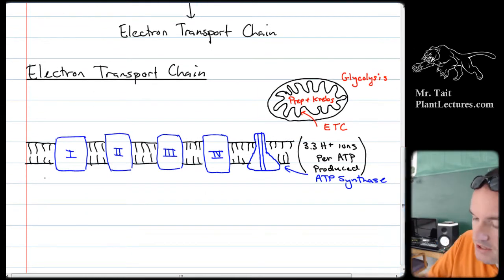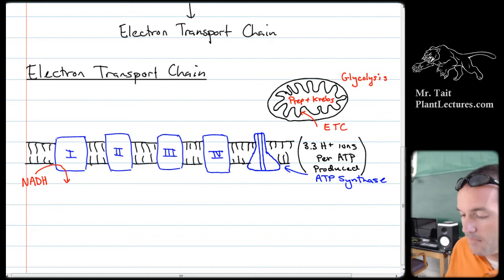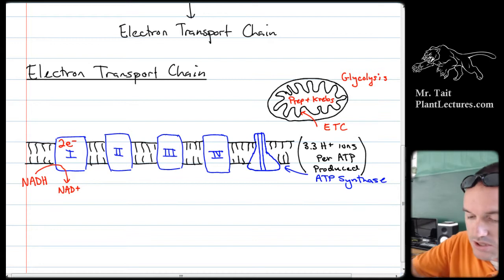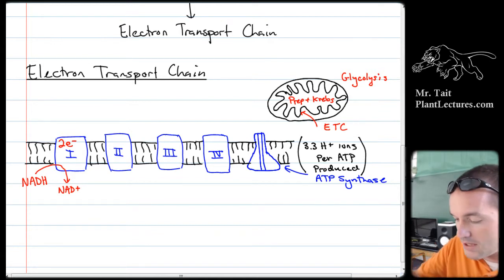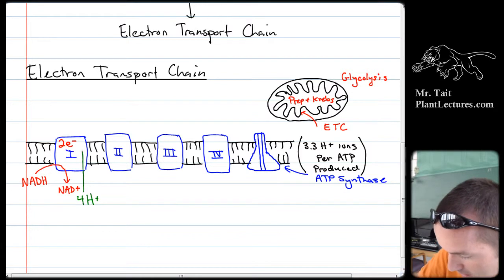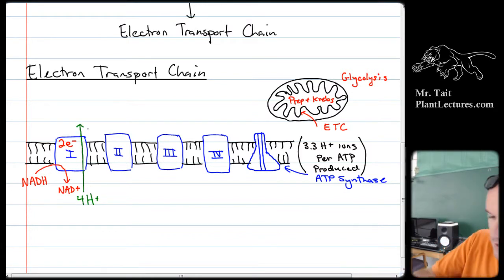Okay? So the first thing that we need to know is that we are going to dump the electrons from NADH into this first protein complex, and that's going to produce what molecule then? NAD+. Yep. So now we've got two high energy electrons in here. These high energy electrons, when they enter, are going to be used to pump 4 H+ ions. Okay, so we'll do the H+ ions in green. 4 H+ ions are going to get pumped into this space here, which I guess we should have labeled.